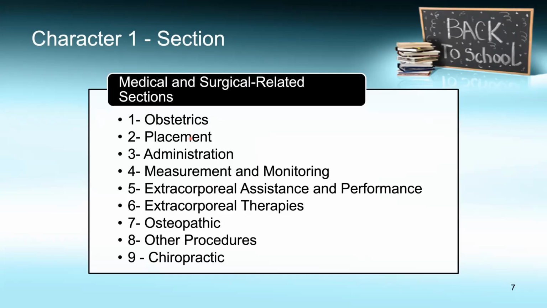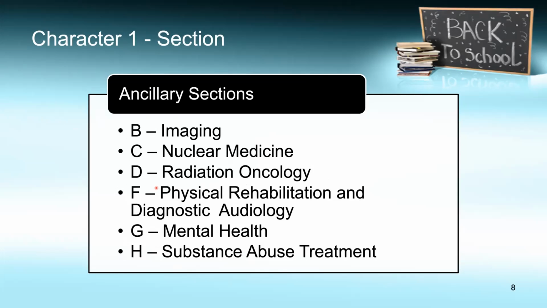You can see, though, we have obstetrics, placement, administration, measurement and monitoring, extracorporeal assistance and performance, extracorporeal therapies, osteopathic, other procedures, chiropractic. These are what are considered the medical and surgical related sections. And then we have some additional ancillary sections: imaging, nuclear medicine, radiation oncology, physical rehab and diagnostic audiology, mental health, and substance abuse treatment. These type of procedures are generally not coded separately in the inpatient environment because the billing for those usually occurs from that department directly, and they're going to use CPT codes to capture those procedures and services. But always refer to your standard operating procedures for the facility that you work for to determine what all they will code.